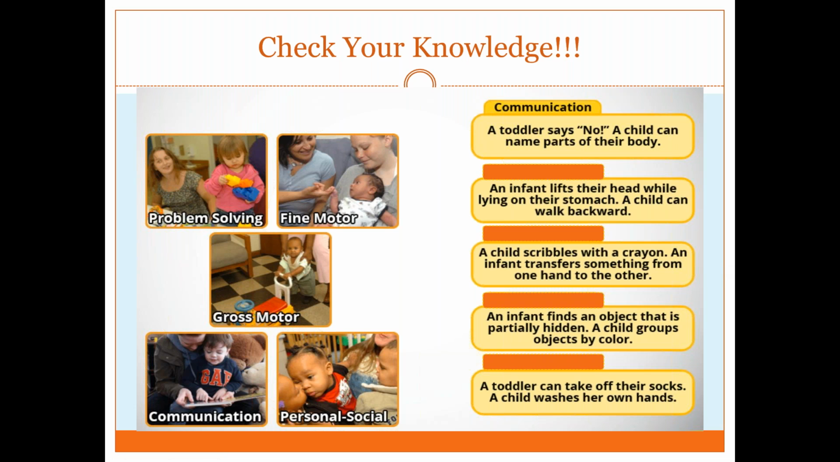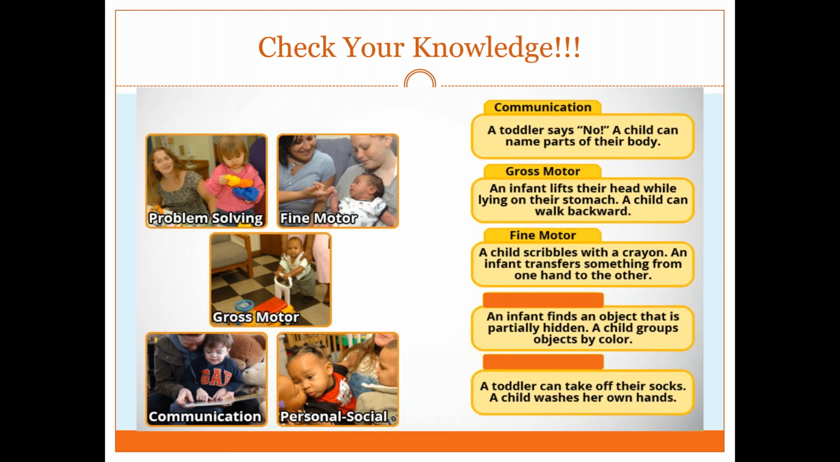If you said communication, that is correct, the first domain that we learned. An infant lifts their head while lying on their stomach, and a child can walk backwards. What is this an example of? If you said gross motor, you are correct. A child scribbles with a crayon, and an infant transfers something from one hand to the other. What is this an example of?